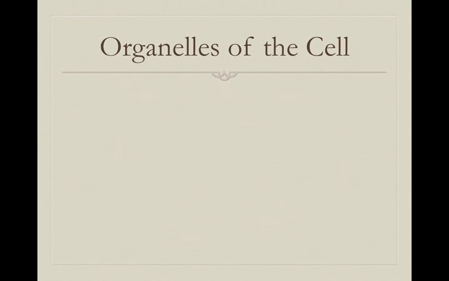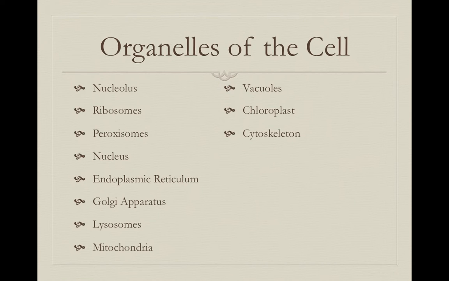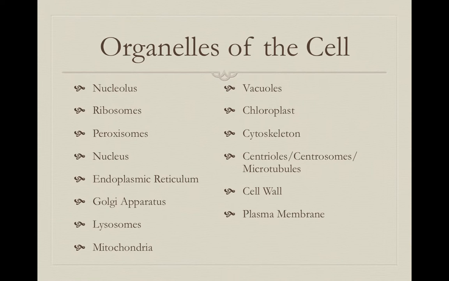So we're going to talk about organelles of the cell, and this is the agenda for what we're going to talk about. We're going to hit the nucleolus, ribosomes, peroxisomes, nucleus, the ER (endoplasmic reticulum), Golgi apparatus, lysosomes, mitochondria, vacuoles, chloroplast, cytoskeleton, centrioles, centrosomes, and microtubules, a cell wall, and a plasma membrane. There are a lot of organelles in the cell, and most of them pertain to both an animal cell and a plant cell. But sometimes certain organelles are only found in one or the other, so I will say if it's in both or not.